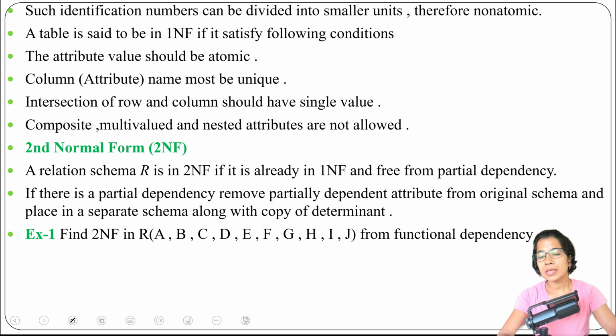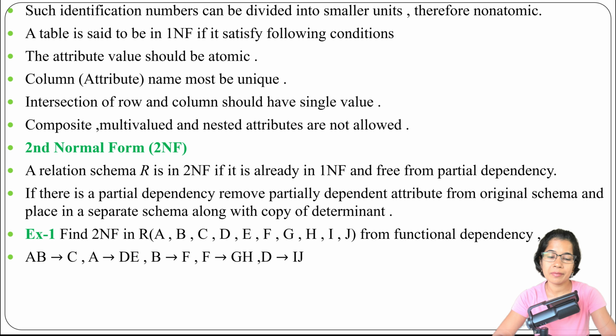Let's see one example so that you can understand. Here we have some attributes like A, B, C, D, E, F, G, H, I, J and some functional dependencies are given. Here all attributes are atomic. It's in 1NF. Now in 2NF we need to split the table according to the dependencies. C is dependent on AB, DE is dependent on A. So DE is partially dependent. We cannot write A, B, C, D, E in one table. A, D, E should be separate.